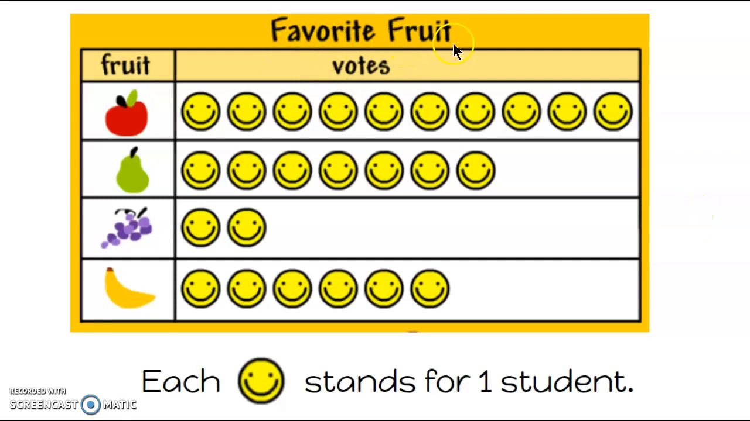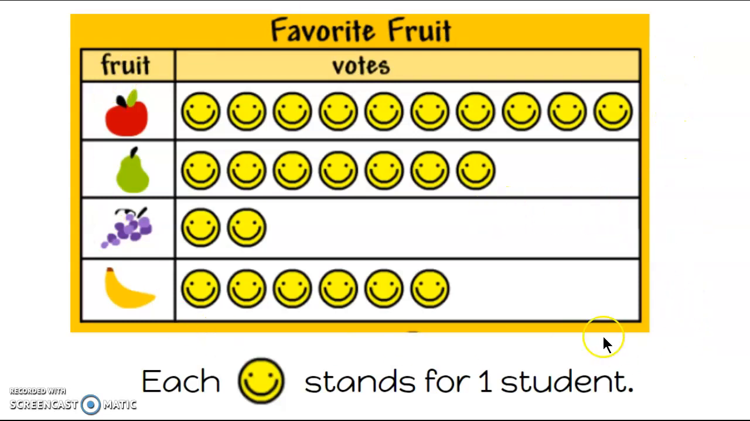These are favorite fruits. And you'll see down here in my key, each smiley face stands for 1 student. My labels are apple, pear, grapes, and bananas. When I look at this graph, I can see that apples were liked the most because it has the longest line of smiley faces. And remember, we said that some graphs go from side to side. We call them horizontal. And some graphs have pictures that are up and down, like the weather graph.